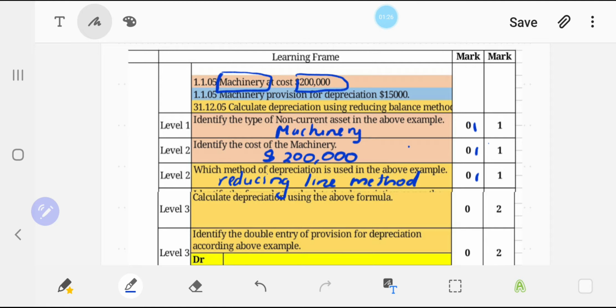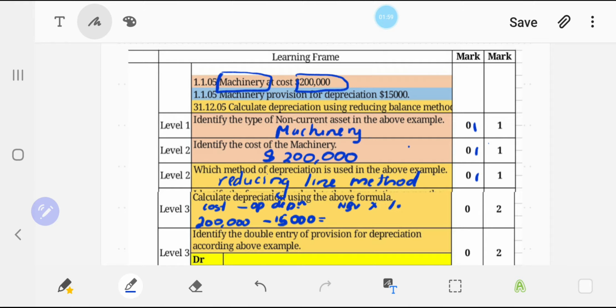Calculate depreciation using the above formula. Since it's the reducing balance method, first you take the cost, which is 200,000. Then you deduct any opening depreciation. Opening depreciation is 15,000. Now you take the difference to find the net book value. Then you calculate the percentage. So take some time to calculate the net book value.